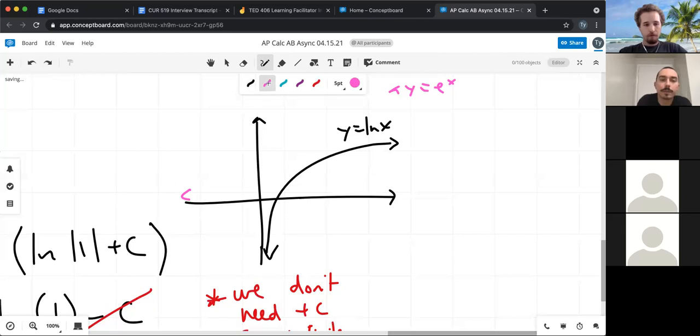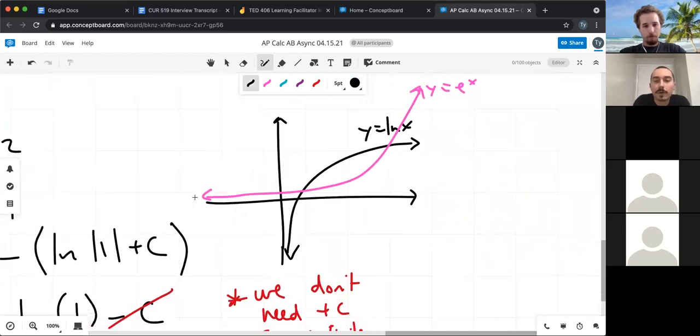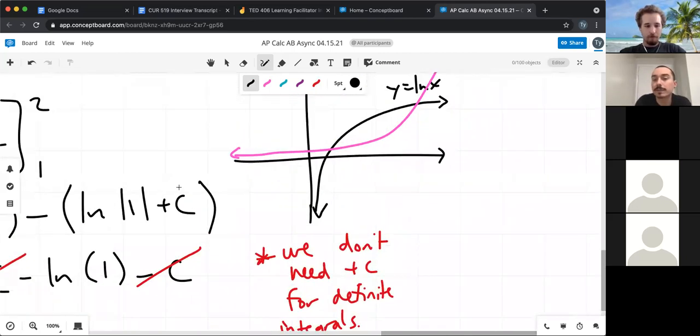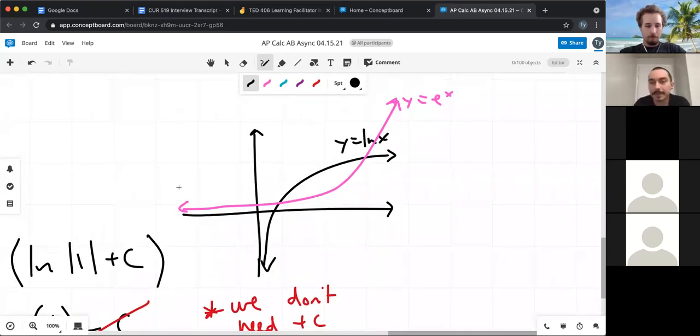Didn't draw that very well. Okay, that's slightly better. Or you can just remember that when we take the antiderivative of 1 over u, we need natural log of absolute value of u. But there is a reason why, and this is the reason why.